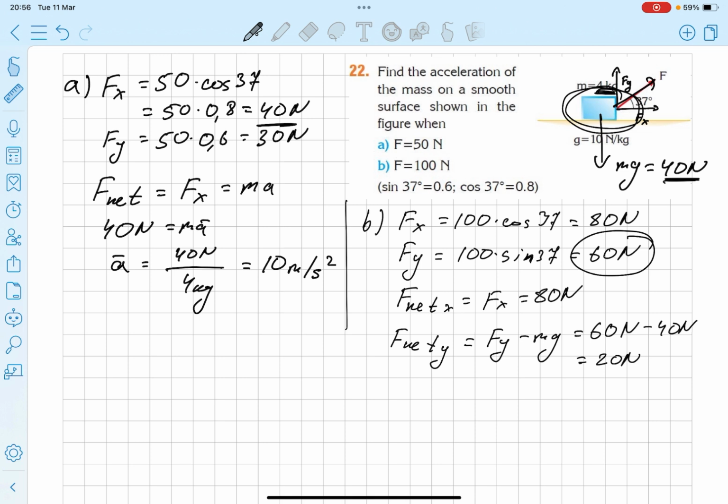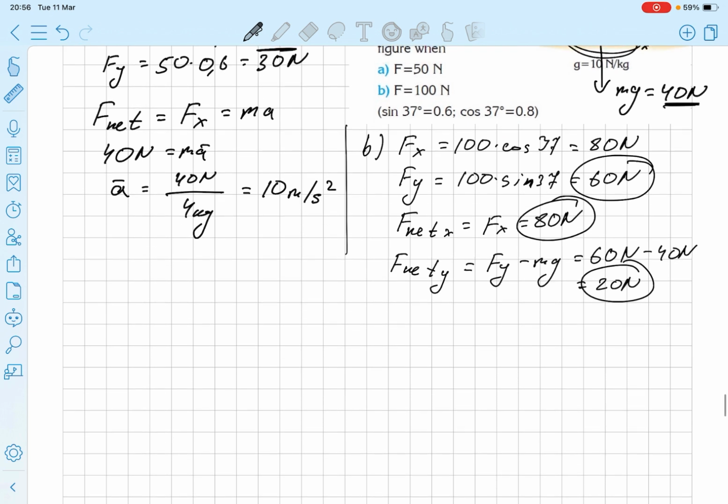So look, we have two components like this. Find the acceleration of the mass. So we know two components. That means the actual F net will be equal to 80 newtons squared plus 20 newtons squared, under root. And this will be, just a second, let me calculate it.